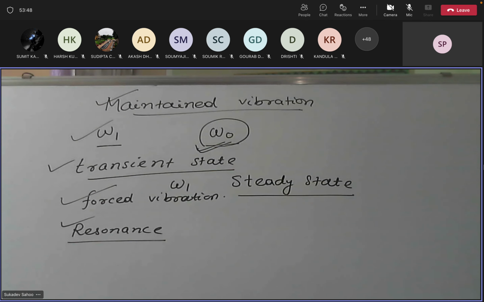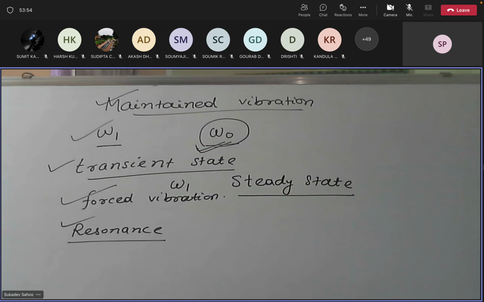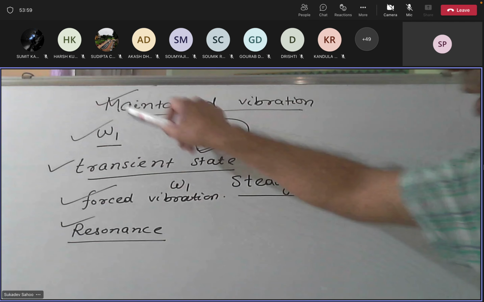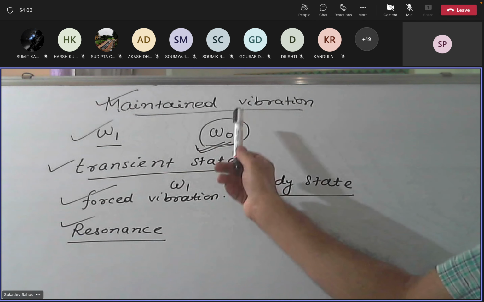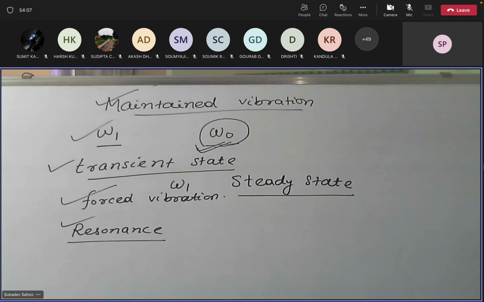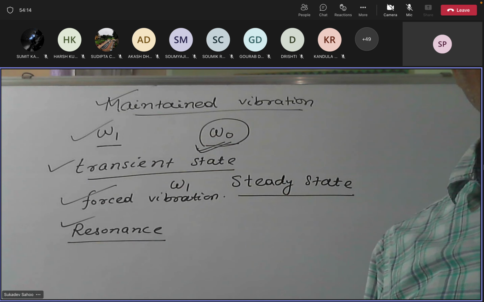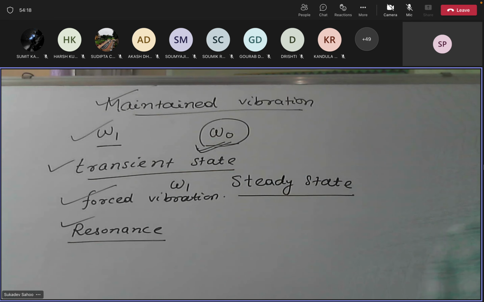What is resonance? Resonance is a special case of a forced vibration. All of you remember, resonance is a special case of a forced vibration when the frequency of external periodic force is equal to the natural frequency of the system. When omega 1 equal to omega 0, then the forced vibration is known as resonance. So resonance is a special case of a forced vibration when the frequency of a driving periodic force equals the natural frequency of the system.